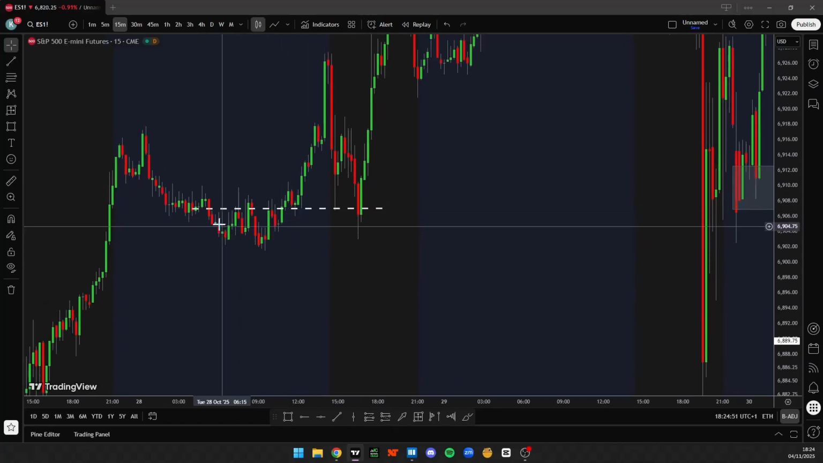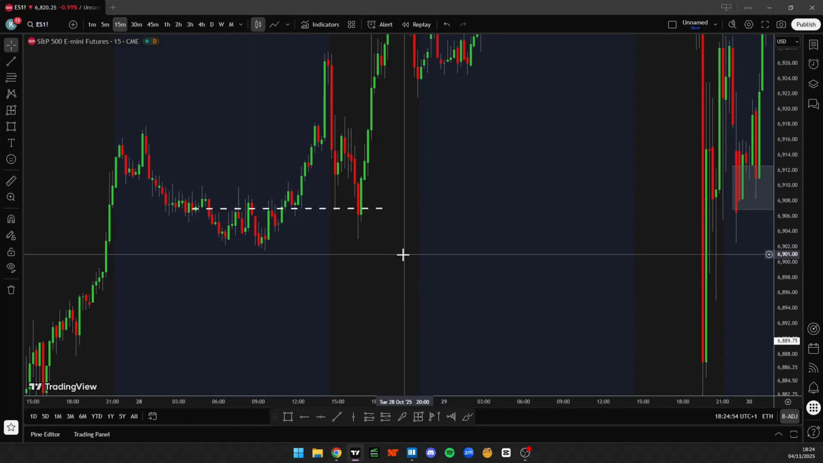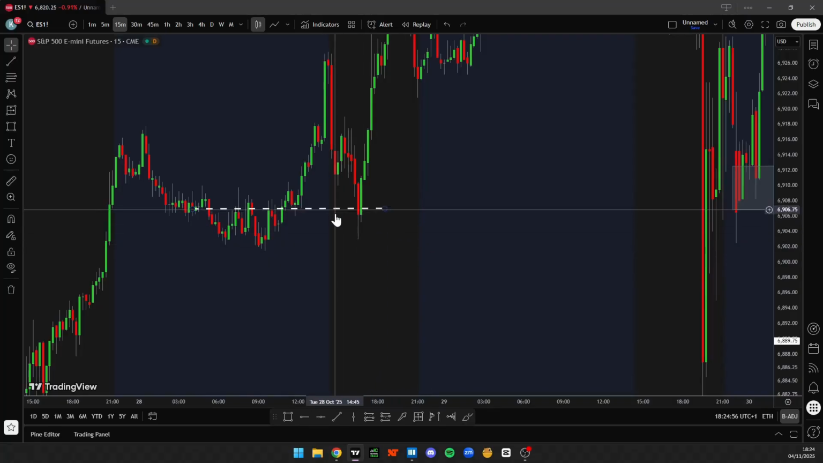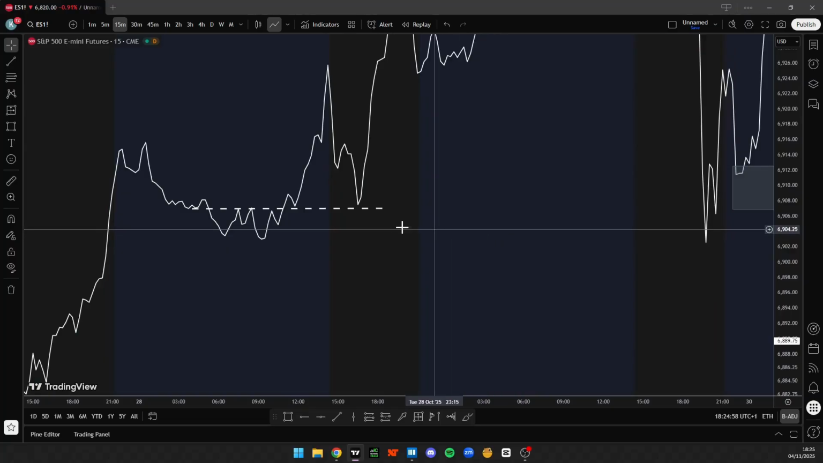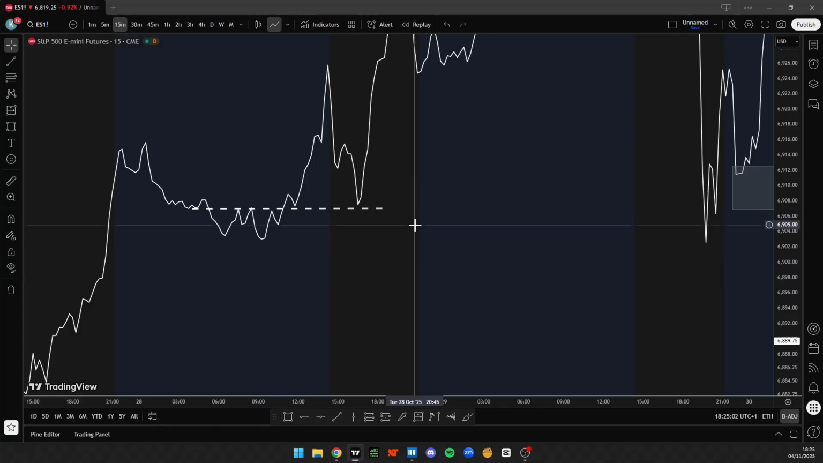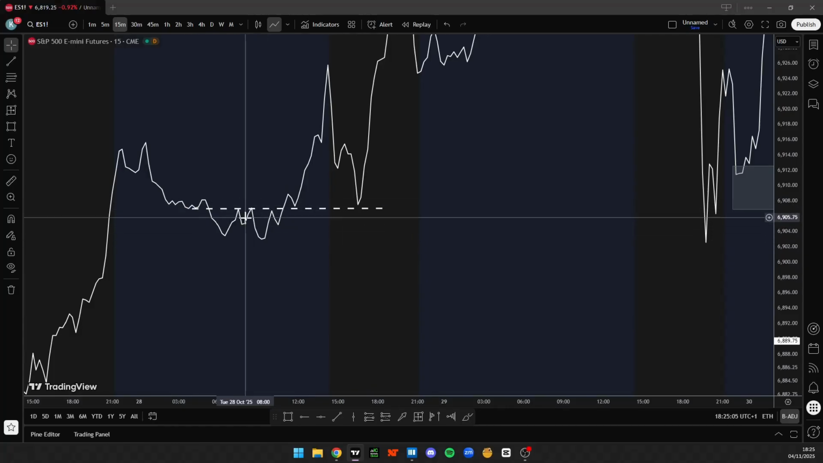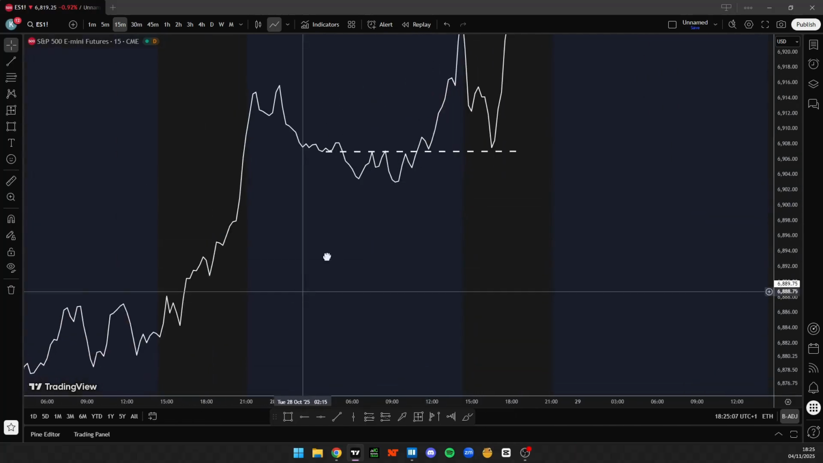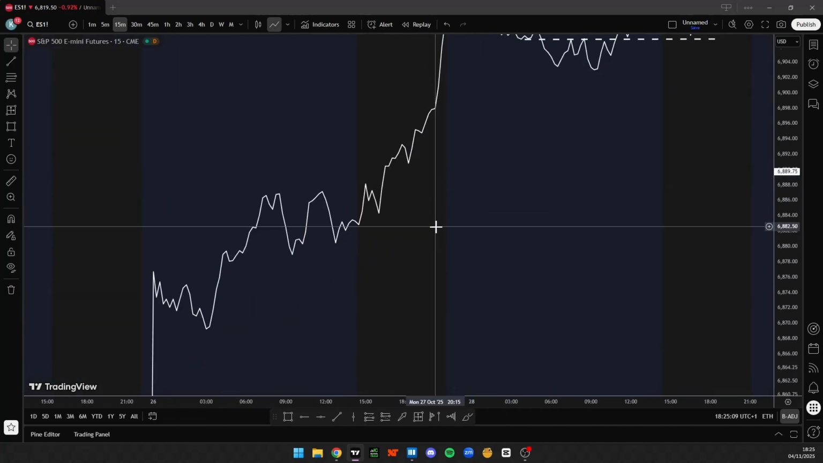Everything is very choppy, very wicky and just in a tight range. So these are crazy levels. How the market reacts to them, you just need to choose the right ones and just choose the clean ones, right, where you can see structure on multiple sides. Okay, let's see if we can find some more.